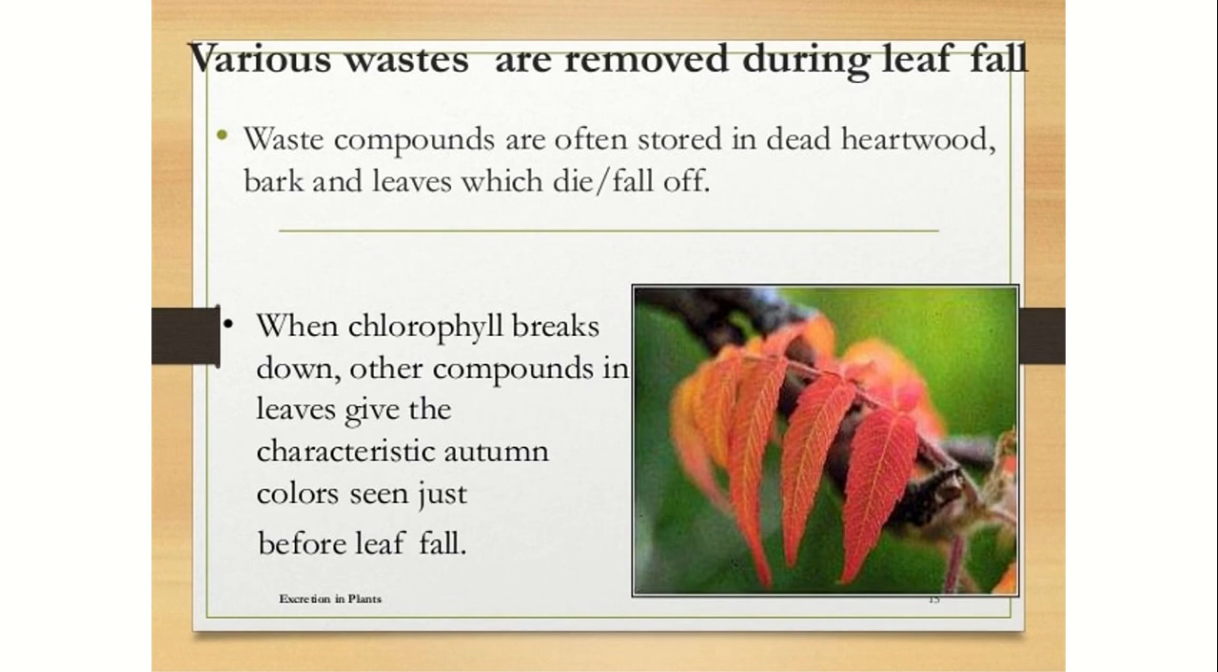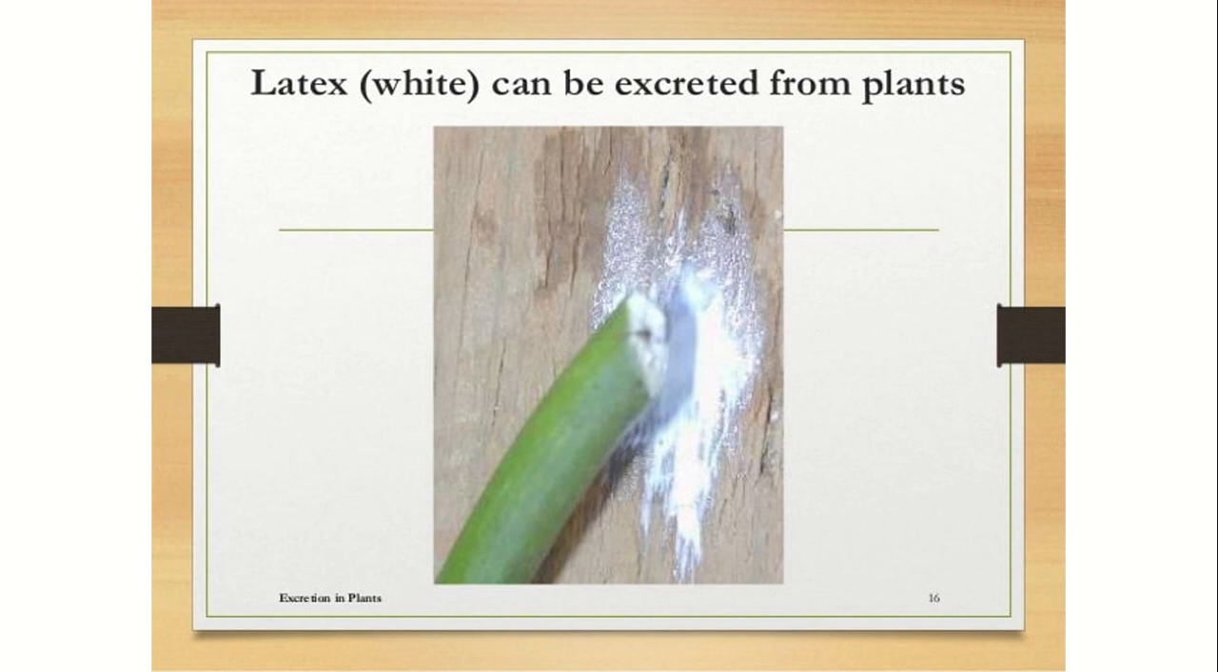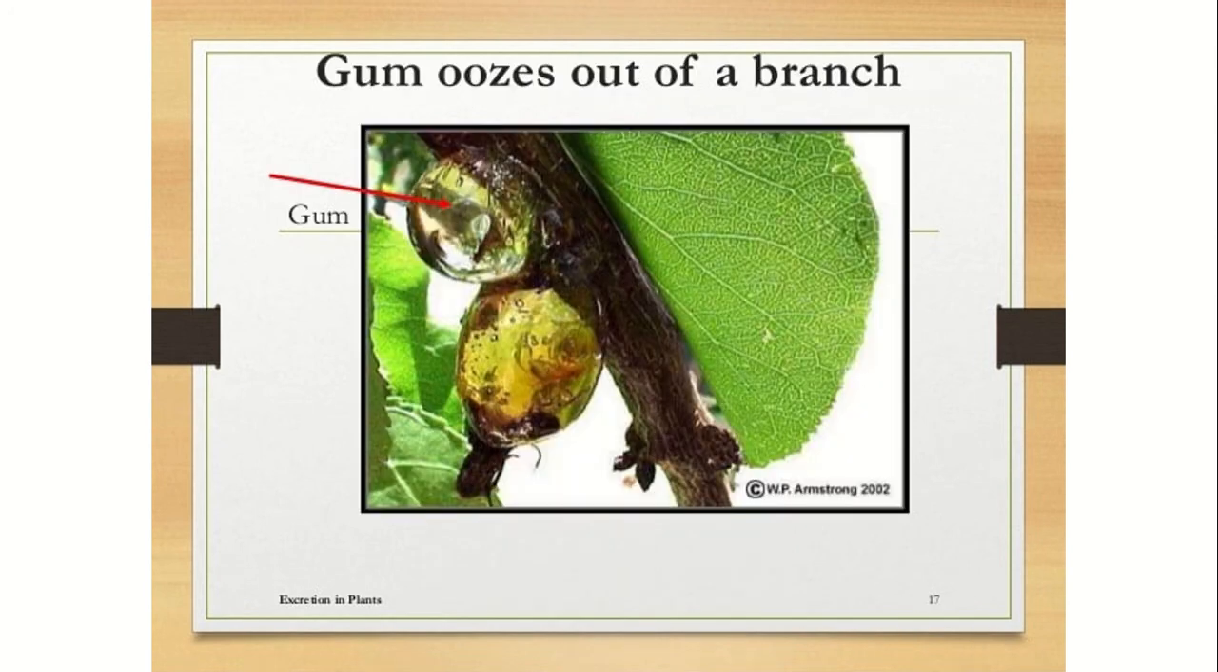Next is the leaf. Chlorophyll is mainly responsible for the food developing inside the plant. When it is not used, toxic substances accumulate on the leaves, and they turn into other colors, dry off and fall. Waste compounds are often stored in dead hardwood bark and leaves and fall off. Next is latex, which is a very big multi-dollar business. Latex, the rubber business. This latex is also a waste product of a rubber plant. Next, you might have seen gum oozing out of a plant's bark or body. This is also helpful for human beings.